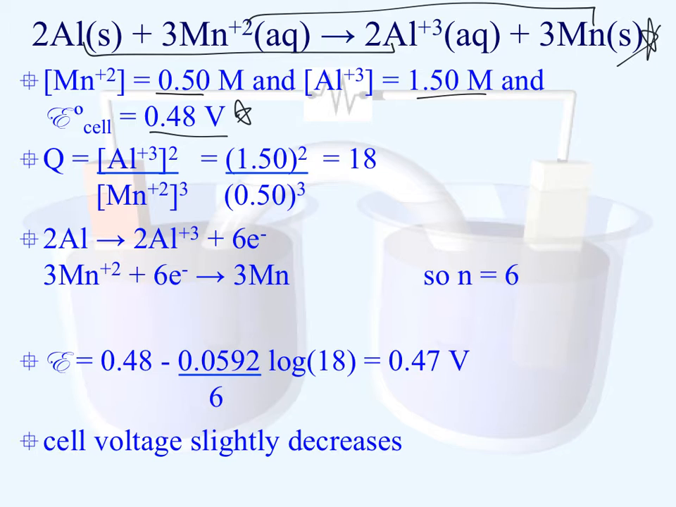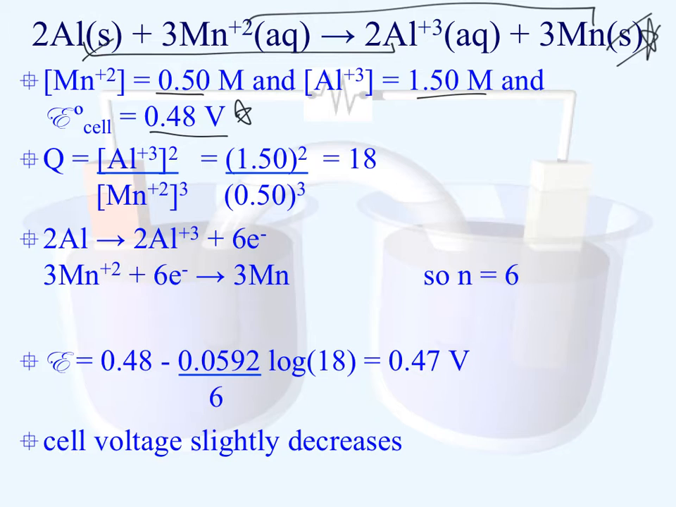Since we're using the Nernst equation, we know that we're going to need Q. Remember Q is going to be products over reactants, but we exclude any pure liquids or pure solids. So we end up with our Q value equaling the concentration of our aluminum 3 plus ion squared, because of that coefficient, divided by our manganese 2 plus ion cubed, because of that coefficient. We can plug in the concentrations we've been given and solve for our Q value.